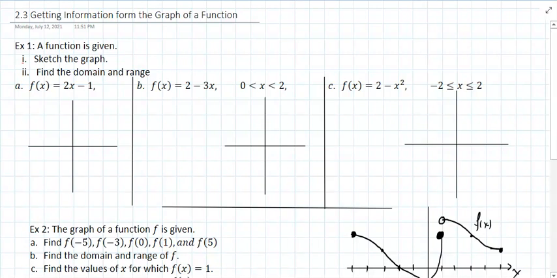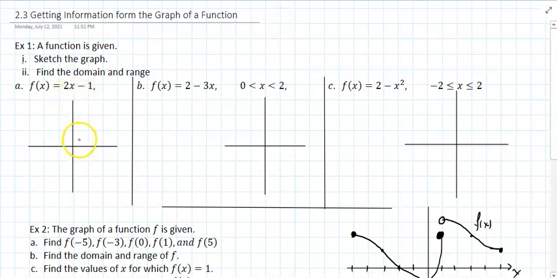2.3 talks about getting information from the graph of a function. I was really going to do 2.6 right now, which is transformation, but this is a short section so that we have extra time to work with that. A function is given. A, sketch a graph. Well, how do you graph this function?